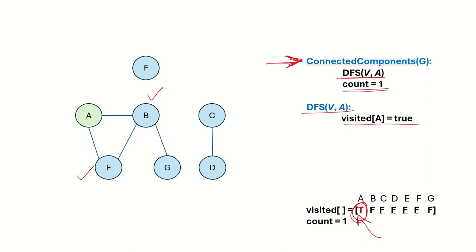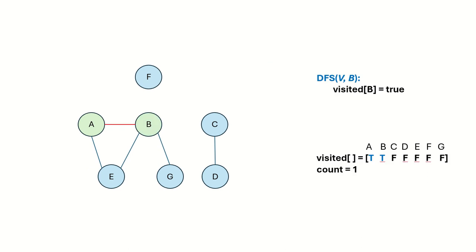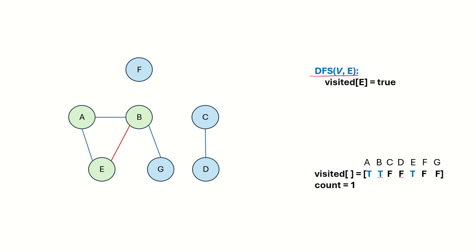So let's say we randomly select B. So we will now call DFS on B. When we call DFS on B, we will mark B as visited. So B has also been marked as visited, and now we will check the neighborhood of B. So there are 2 unvisited neighbors, E and G. So let's say we select E, and so we are going to call DFS on E now. So we call DFS on E, so we mark E also as visited, and we will check unvisited neighbors of E. There are 2 neighbors of E, A and B, but both are visited.